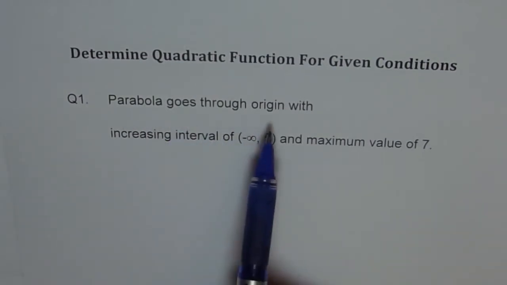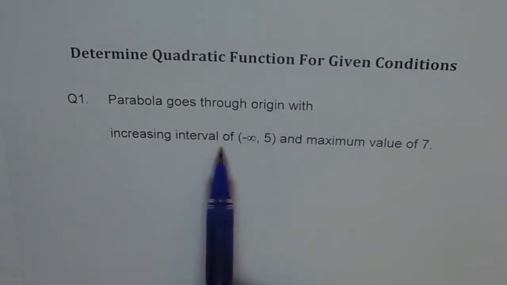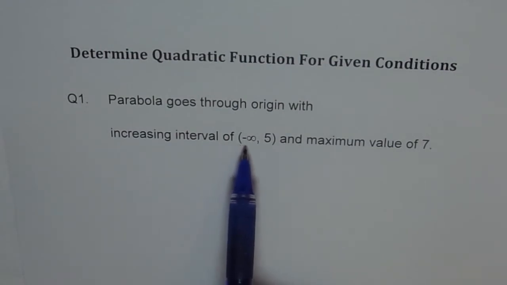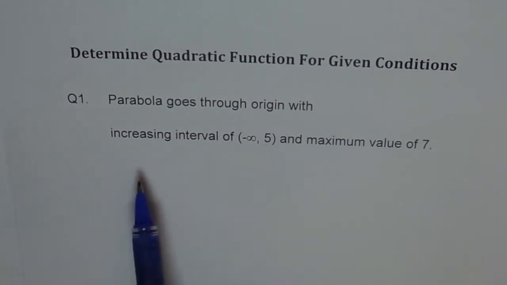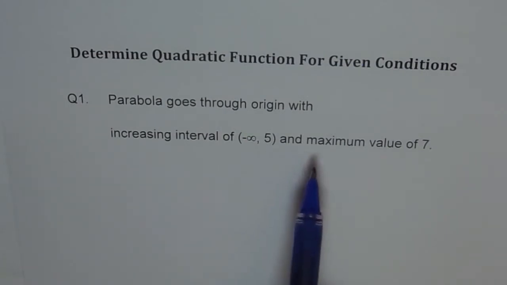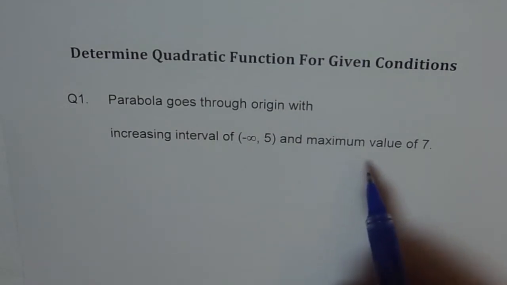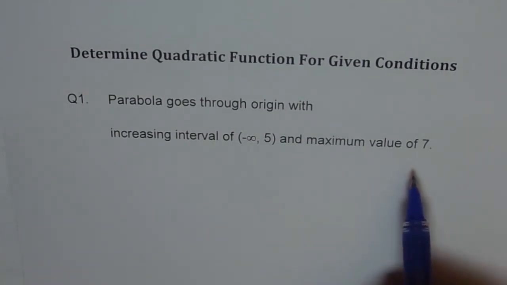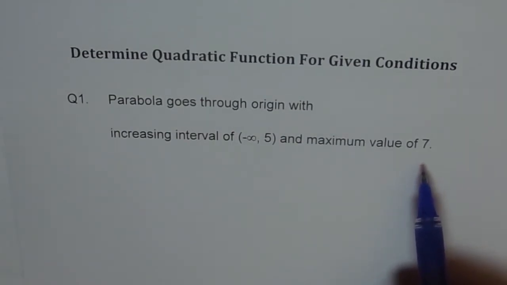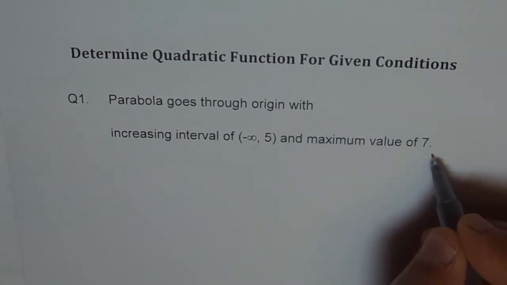Parabola goes through origin. That means the point (0, 0) lies on the parabola, with an increasing interval of minus infinity to 5. That means as you approach from the left, it is increasing, right? And a maximum value of 7. That means it increases and then it comes down from 7 onwards, right? So if you want to visualize this, you can visualize it like this.